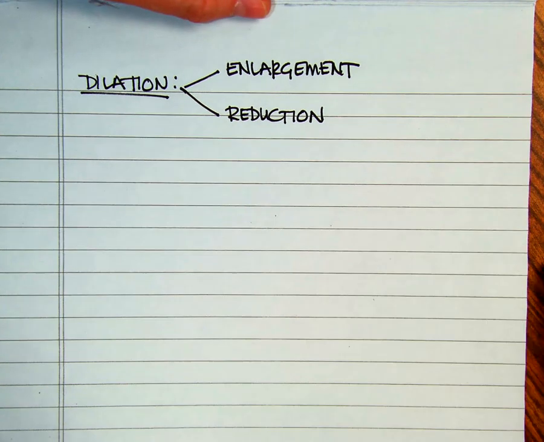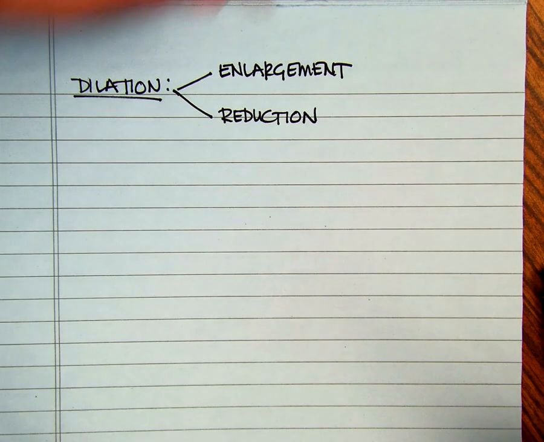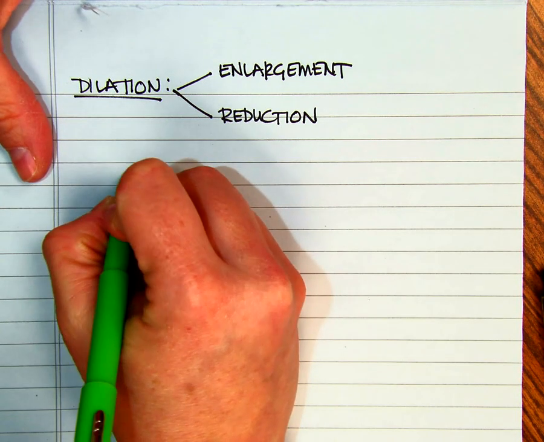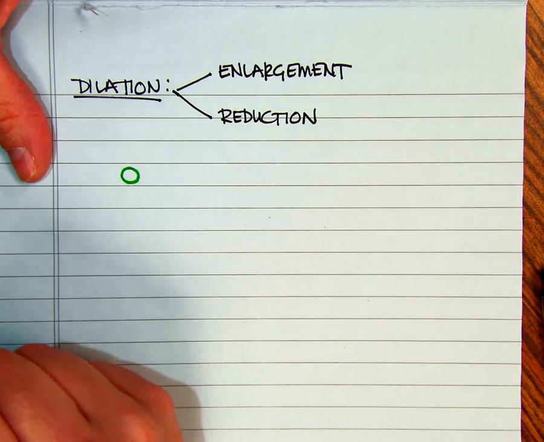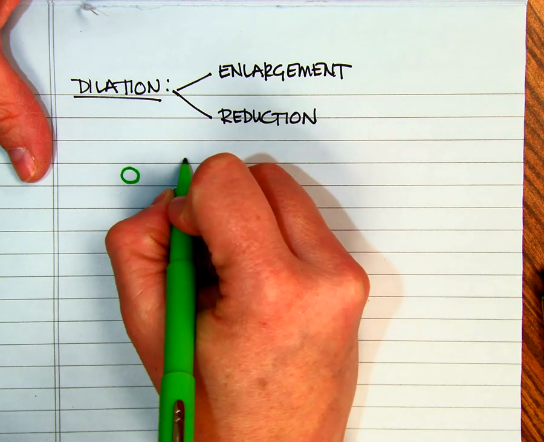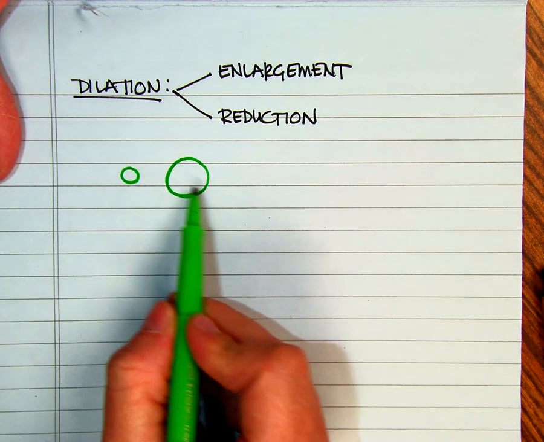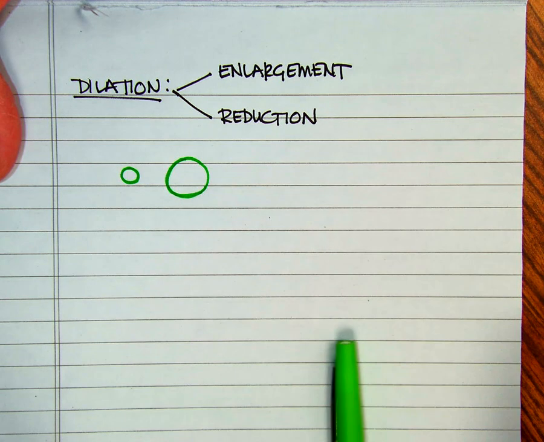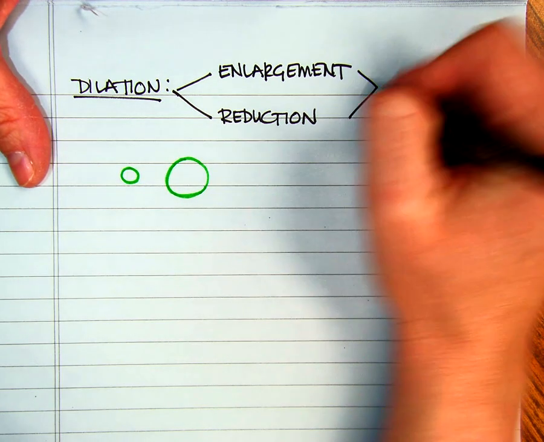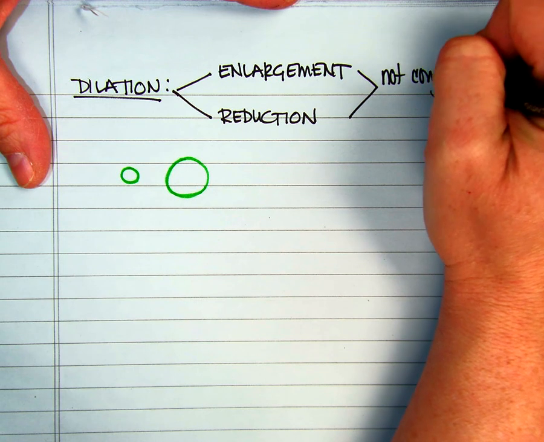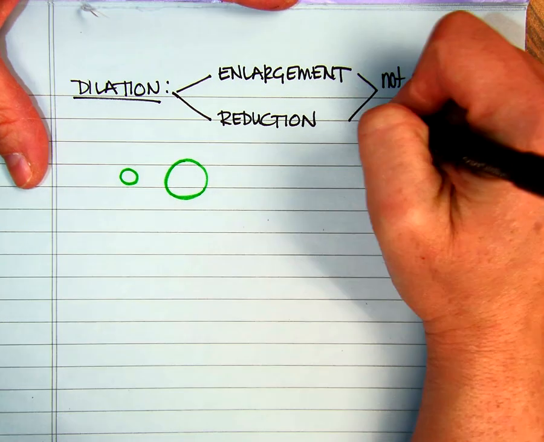So an example of this would be, let's think of your pupil. So if you have your pupil here, and then they put the weird drops in it, and your pupil is here now, these are not congruent, so these are not congruence transformations.